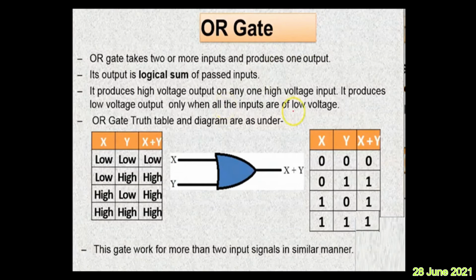Okay. So the OR gate takes two or more inputs and produces one output. Its output is the logical sum of the passed inputs. Now here the OR represents the logical sum, it is not your numerical sum.